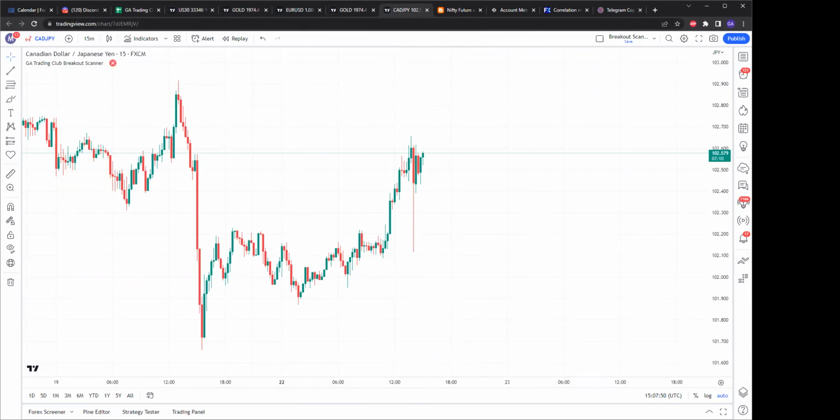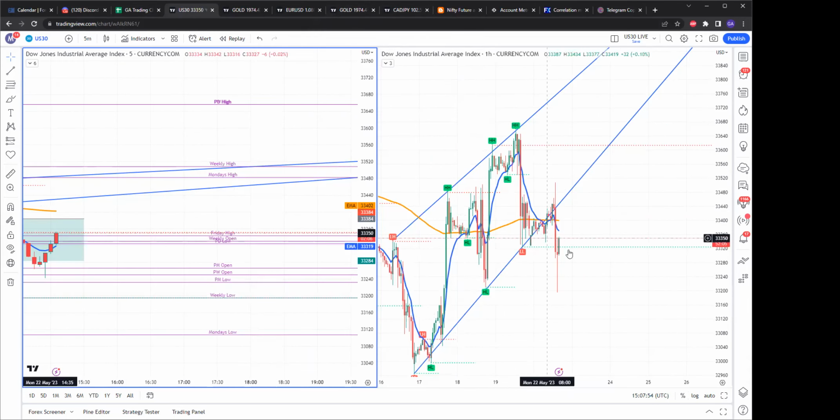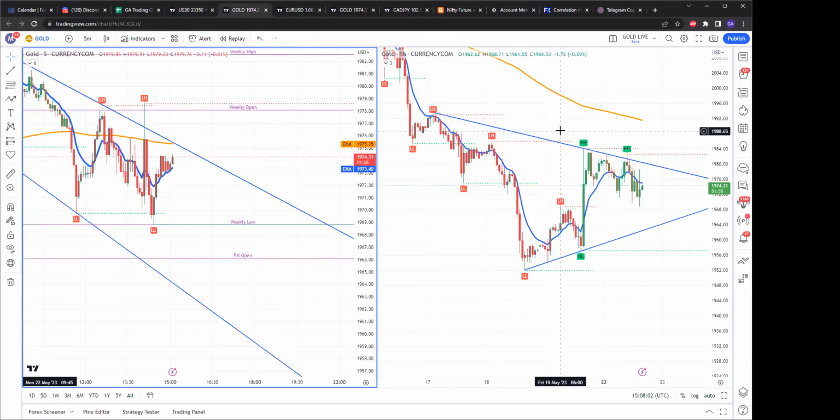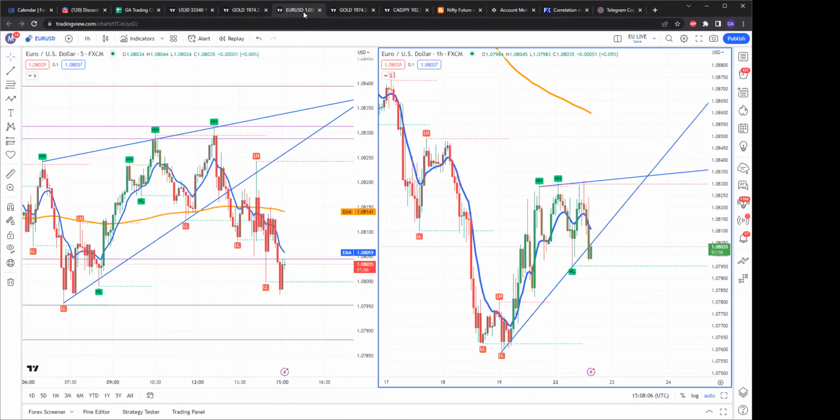All right, any last questions? If not, I will see you guys tomorrow. For US 30, we do have a death cross on the hourly, so just pay attention to that. Gold is ideally consolidating. EU, so look at EU: the hourly closed below this static trend line.